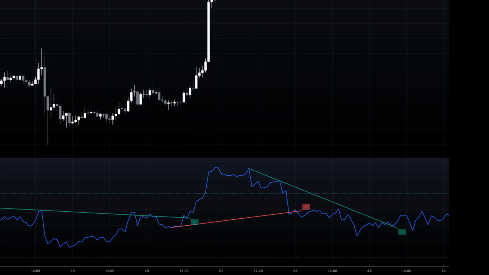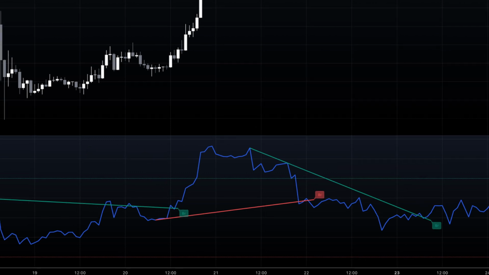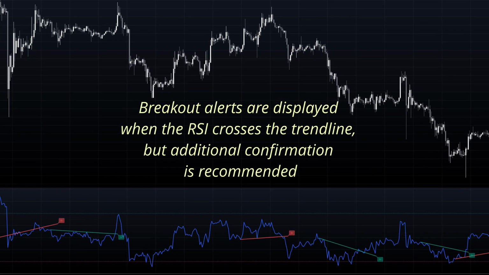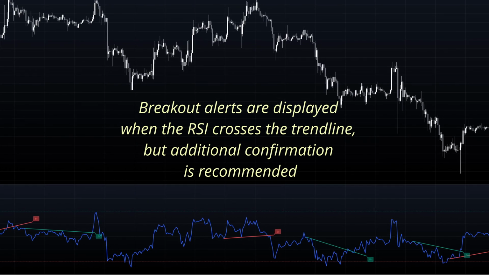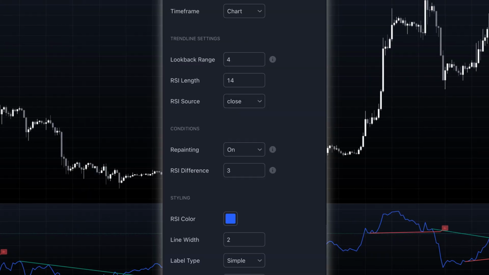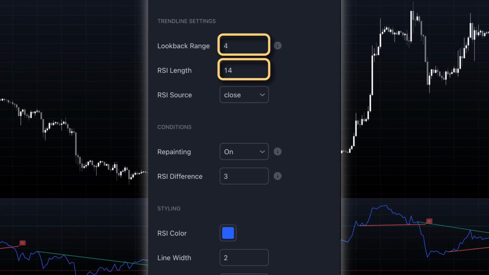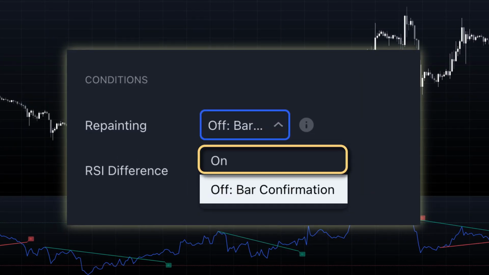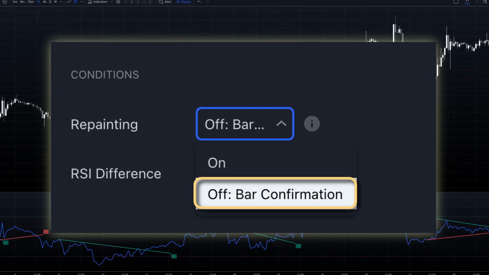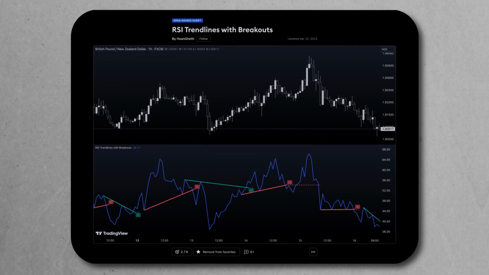The breakout alerts provided by this tool are intended to serve as additional confluence for traders rather than standalone trading signals. While breakouts are detected whenever the price crosses these trend lines, no additional conditions are applied to refine the alerts, allowing the trader to interpret them in the context of other analysis tools. A breakout is confirmed if the RSI moves above or below the trend line by a defined threshold, which can be adjusted according to your preferences. Repainting can be enabled for immediate alerts, or it can be turned off, with alerts generated only after a candle has closed. It's called RSI Trend Lines, with breakouts by Hoan Getty.